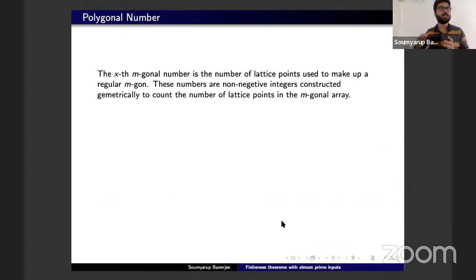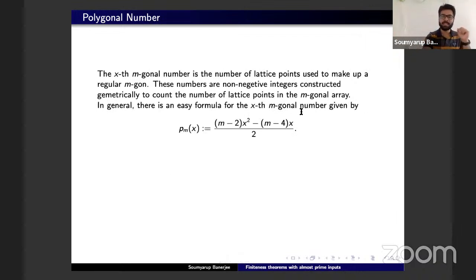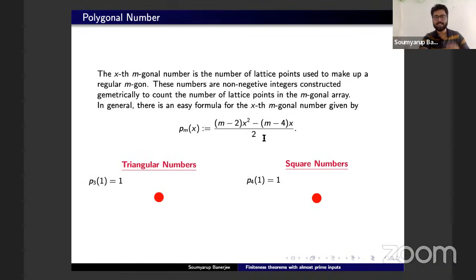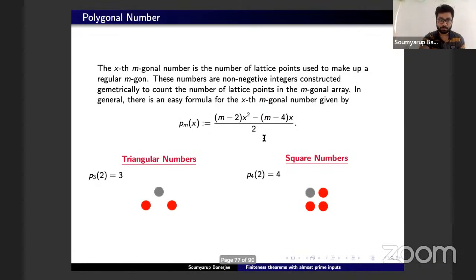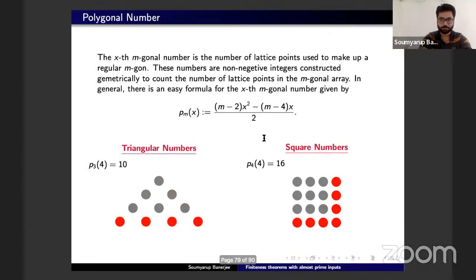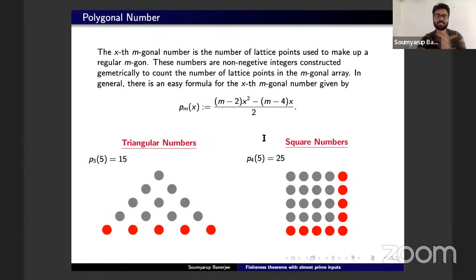Now, let me show you what our plan is next. Let me define polygonal numbers. The x-th m-gonal number is the number of lattice points used to make up a regular m-gon. It can be written by the formula p_n(x) equals ((n-2)x squared minus (n-4)x) over 2. For example, one can consider triangular numbers and square numbers: p_3(1) is 1, p_4(1) is 1, and p_3(2) is 3. You can see quite clearly that p_4(2) is 4, and so on. So this is the definition of the x-th n-gonal number.